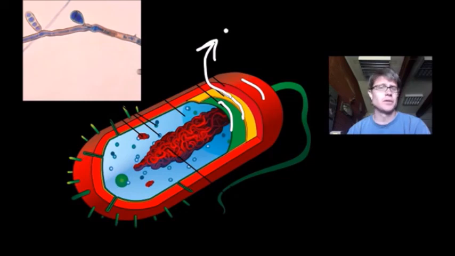Now, their cell wall is made up of a different chemical. It's not cellulose, but it serves the same purpose. It's something called peptidoglycan.